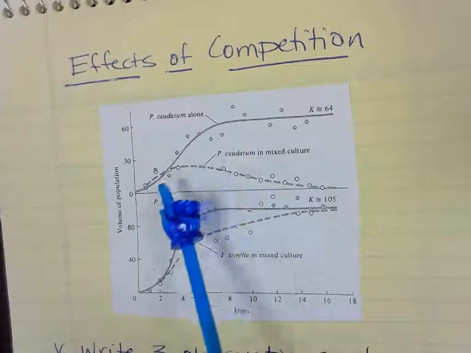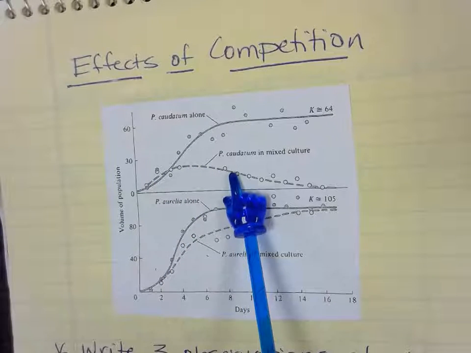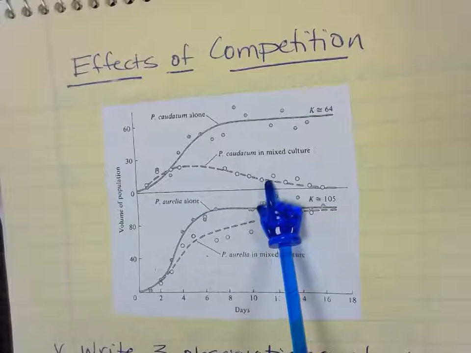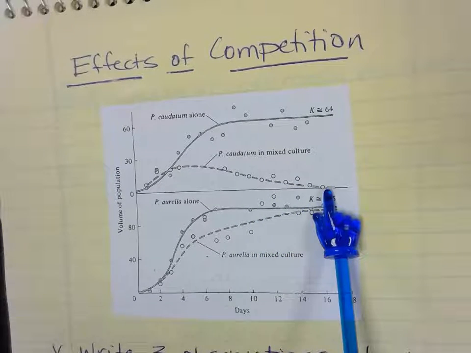In Paramecium caudatum, when we mix in Paramecium aurelia, the other species, what we see is that caudatum begins to decline and eventually dies out as it suffers the effects of competition.